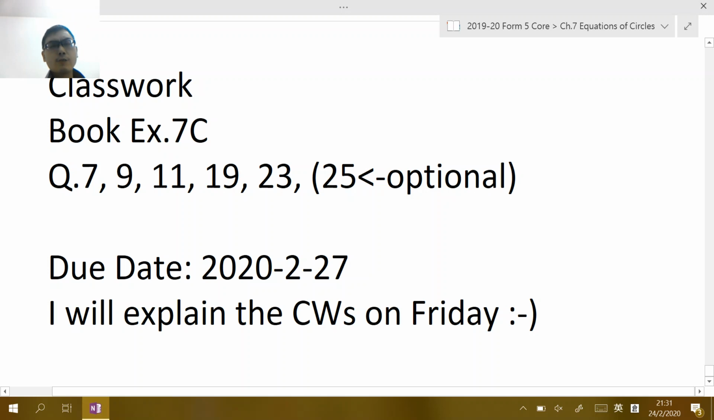This time the due date will not be on Wednesday or tomorrow. I set the due date on Thursday because I would like to integrate all the classwork that I assigned before, and I would like to explain all the classwork or select some important classwork to explain to you on coming Friday, which is the 28th of February.